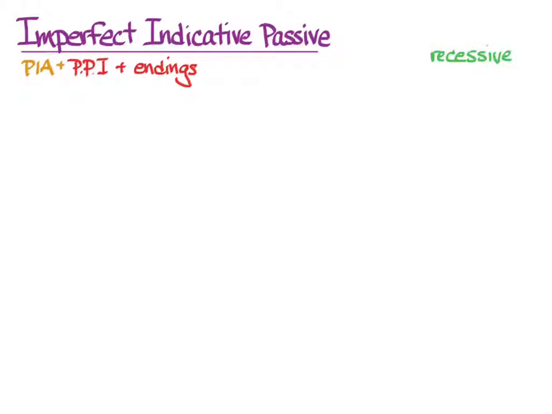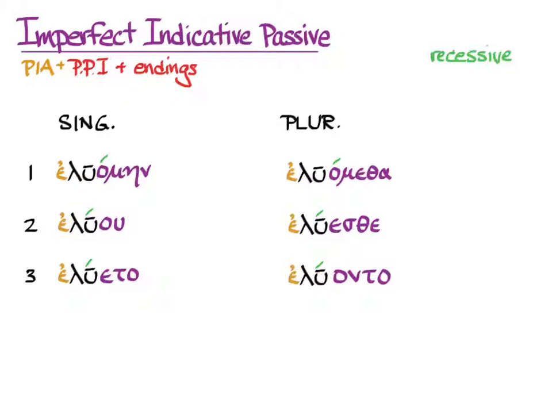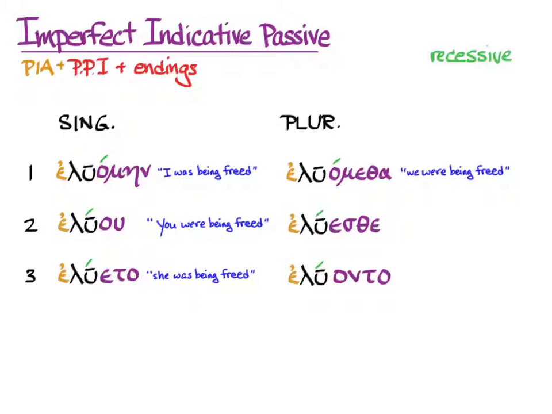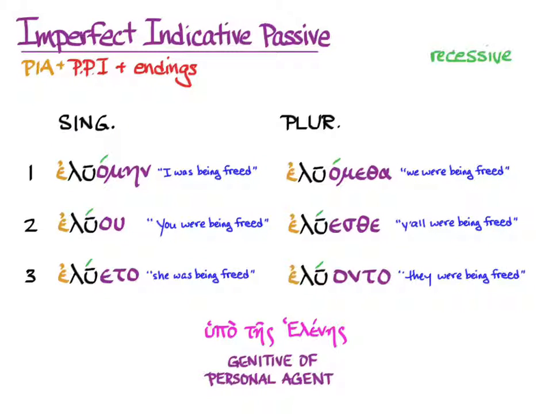So here's the imperfect indicative passive of luo. Augment, stem, and endings, and we get eluomen, eluou, eluneto, eluometha, eluesthe, eluonto, which mean I was being freed, you were being freed, she was being freed, we were being freed, y'all were being freed, and they were being freed. Again, if you need to specify who's doing the action of a passive verb, you'll use the genitive of personal agent.